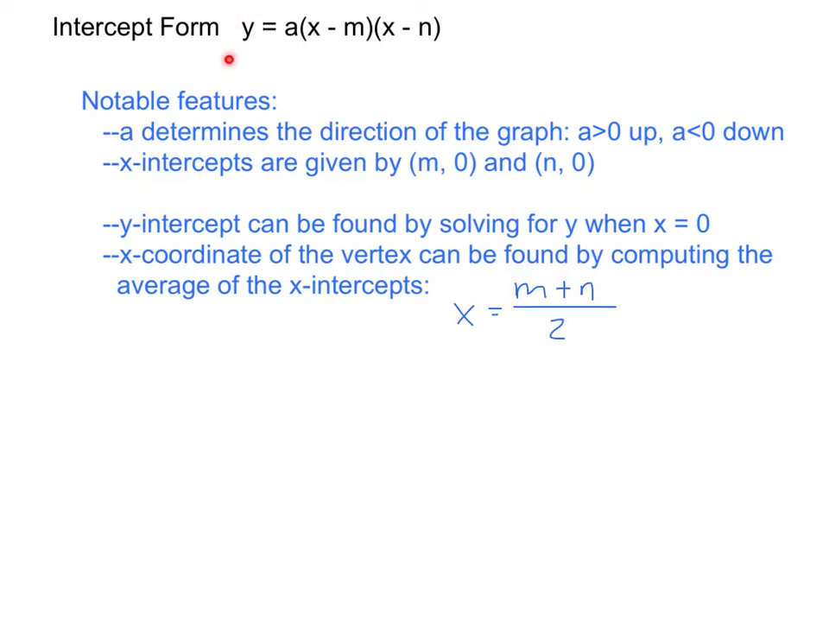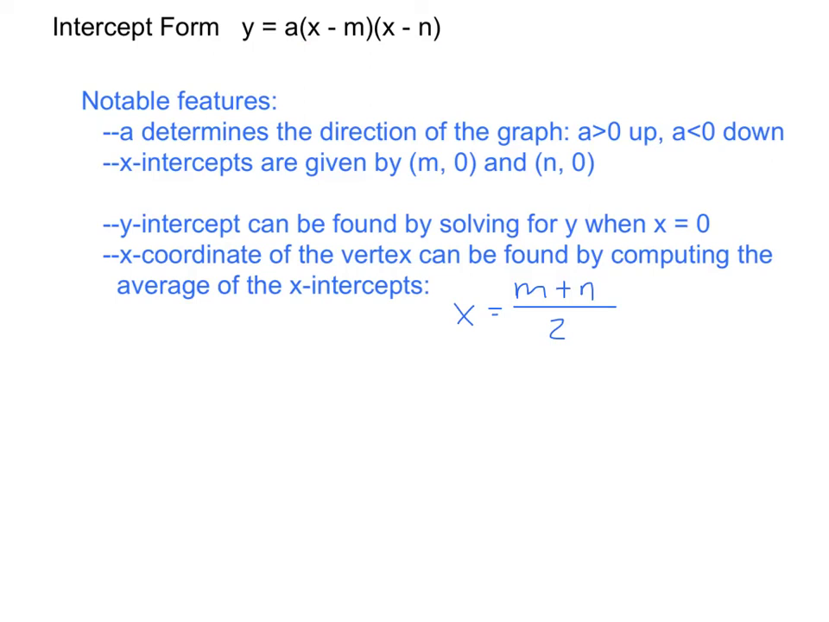In intercept form, the easiest thing to find are the x-intercepts, right? If you were to set y equal to 0, you would immediately have these two factors equaling 0, which tells you that your x-intercepts are m and n. So we get (m, 0) and (n, 0). Those are automatically your x-intercepts. Intercepts are very, very easy to find in intercept form. Finding the y-intercept is not hard, but we do have to do a little bit of work. We solve for y when x is equal to 0. So we evaluate this when x is equal to 0, and that'll give us our y-intercept.